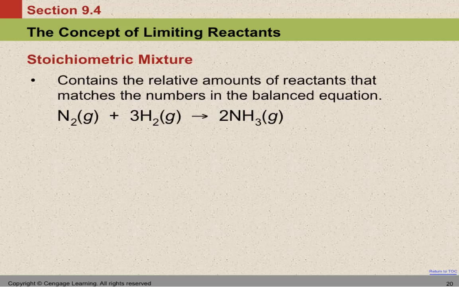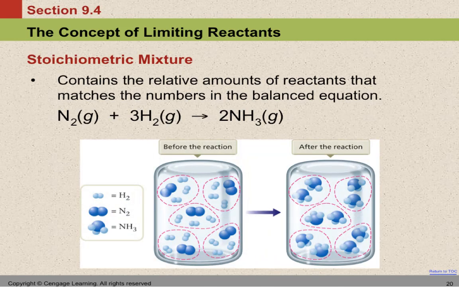So far, what we've really looked at to this point is called a stoichiometric mixture. I have the exact amount of reactants that I need to form products, or I've been told something is in excess. So let's look at this balanced equation of nitrogen plus hydrogen reacting to form ammonia.